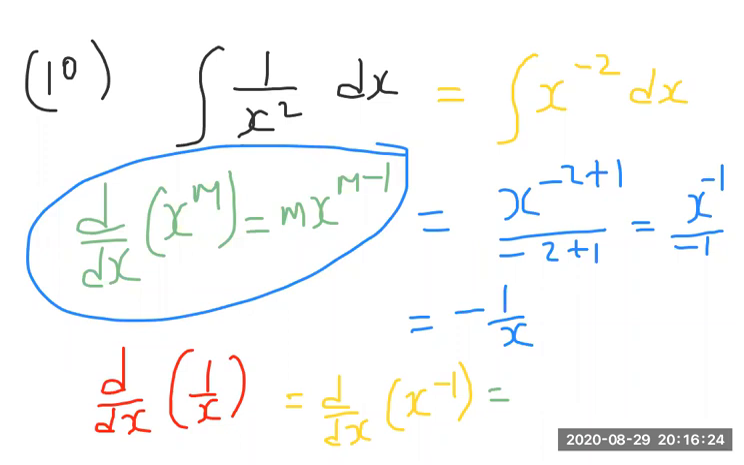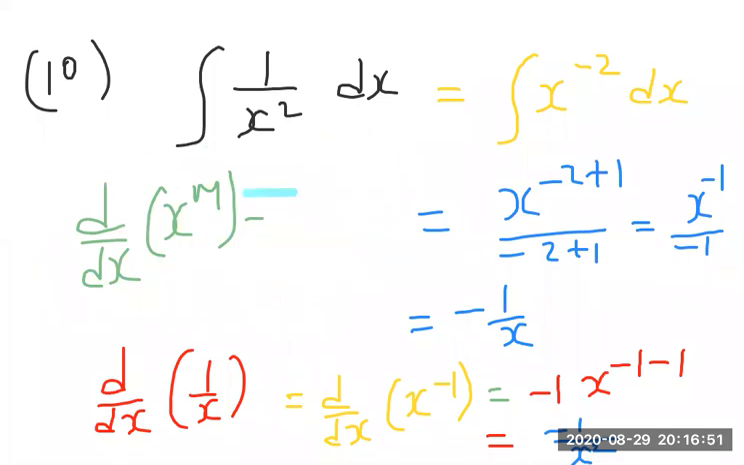So observe, here the power is m, here the power is minus 1. So m is minus 1, so I will write minus 1 here, minus 1 minus 1. Let us check what is happening here. Minus 1 into x power minus 1 minus 1. I can also write that as minus 1 by x square. So I hope you are clear with this differentiation thing. Actually, they didn't ask us differentiation, they asked integration.